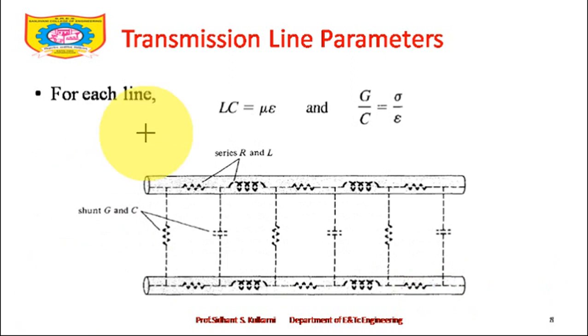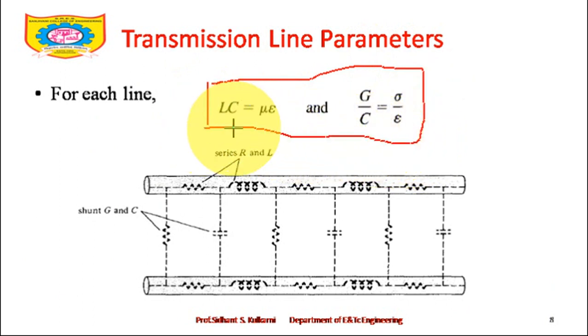And finally, for each transmission line, you must remember this equation, everyone. Any transmission line you take, this equation holds true: LC equal to mu epsilon. We require these in special cases of the transmission line while solving numericals. LC equal to mu epsilon, and G by C equal to sigma upon epsilon. These two things you should know. LC equal to mu epsilon and G by C equal to sigma upon epsilon. This is true for every transmission line.